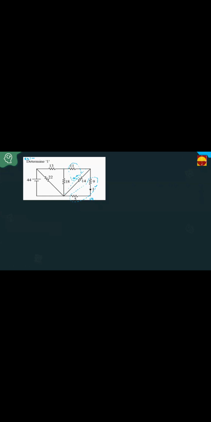This 18 ohms is in parallel with this 18 ohms. Understood, students? This is 9 ohms. This 9 ohms plus 13 ohms is 22 ohms. 22 ohms and 22 ohms in parallel. Then how much can you get? This total, how much can you get, sir? 22 ohms, 22 ohms in parallel.